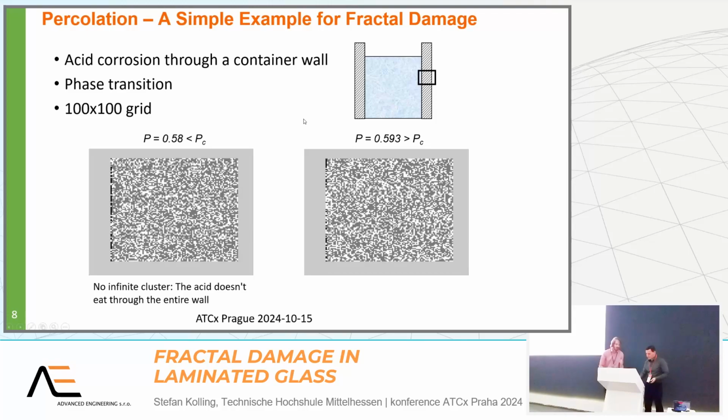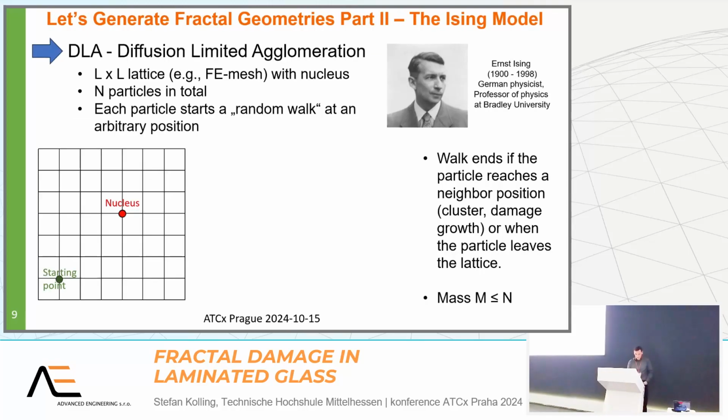Okay, that's a pity. But well, if we could see it, you could see that on the left-hand side, the cluster or the acid does not eat through the entire wall, and on the right-hand side, it eats through the entire wall if the probability is larger than the critical one. So, sorry for that.